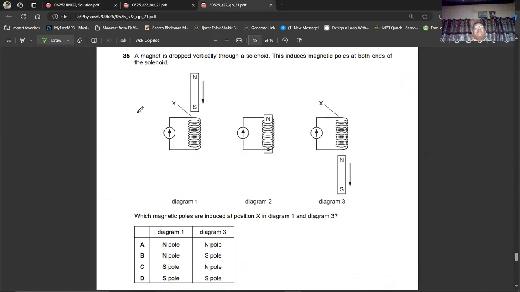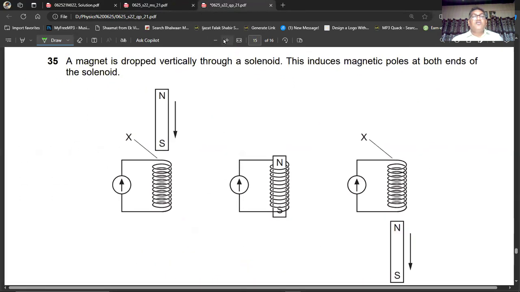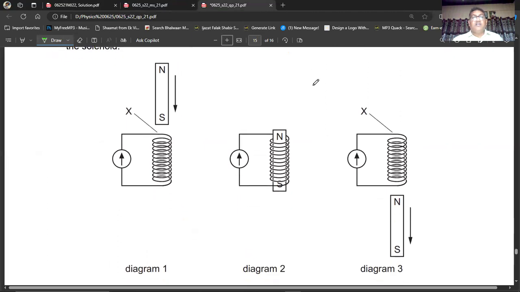Question number 35. A magnet is dropped vertically through a solenoid. This induces magnetic poles at the ends of the solenoid. So here we have diagram 1, diagram 2, diagram 3. Look at them carefully. Which magnetic poles are induced at the position X in diagram 1 and diagram number 3? So basically we are talking about diagram number 1 and diagram number 3.